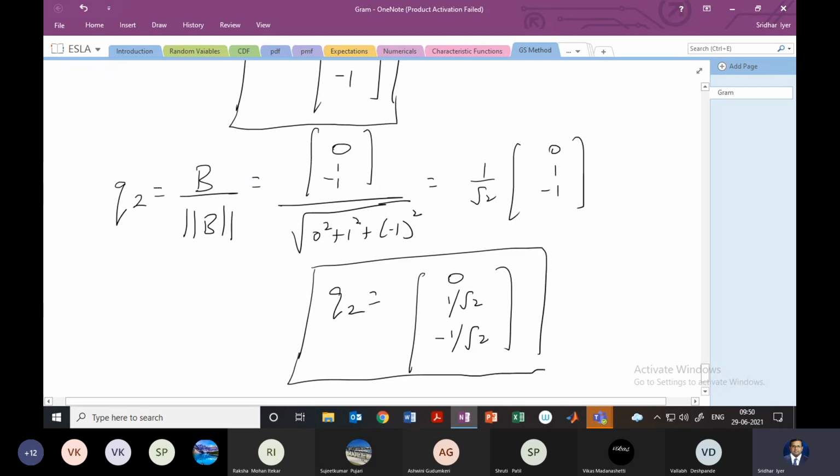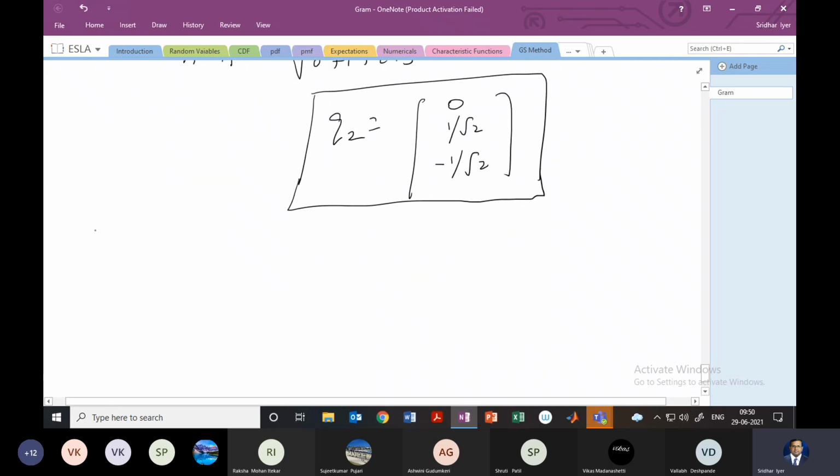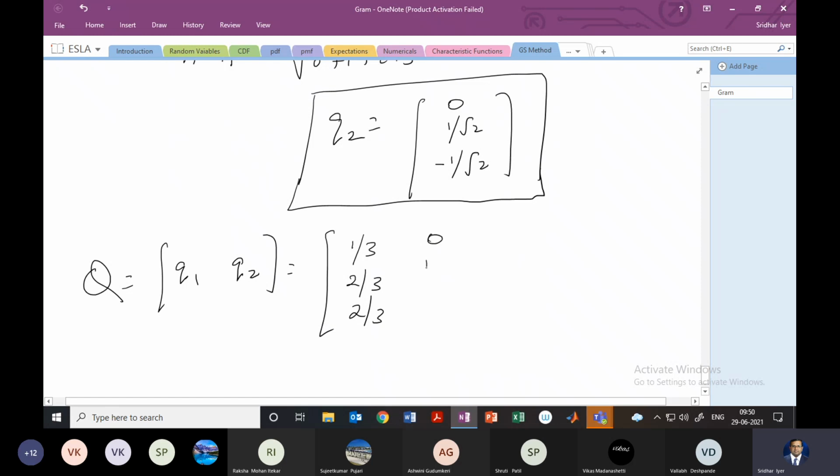So this is the second basis. There is no question of finding a third basis because we are given only 3 matrices. Right? Therefore, we can write Q in the form of Q1, Q2. So we can write it in the form of a column. So Q1, I'm sure you are having with you, is 1 by 3, 2 by 3, 2 by 3. And then Q2, which is just shown on top, is 0, 1 by root 2 and negative 1 by root 2. So this is Q.